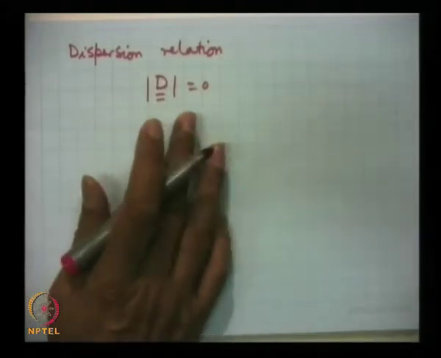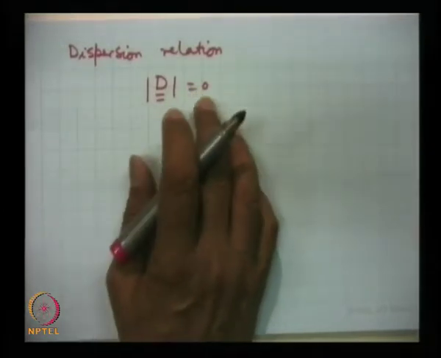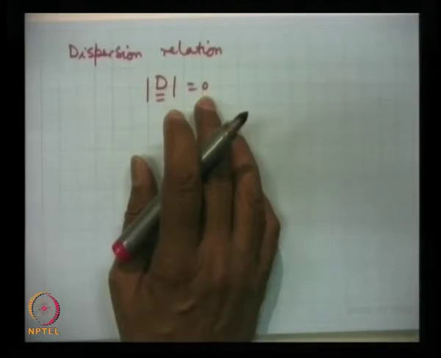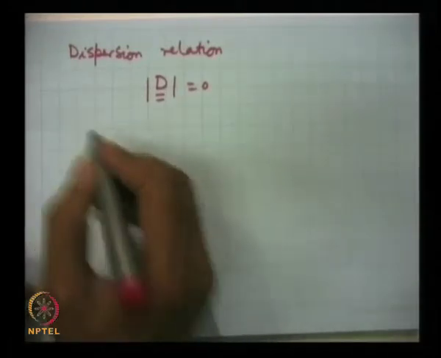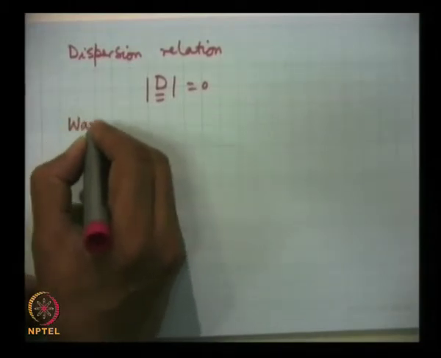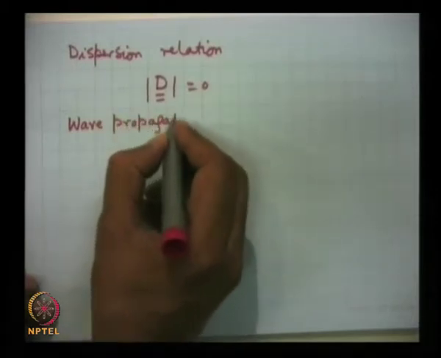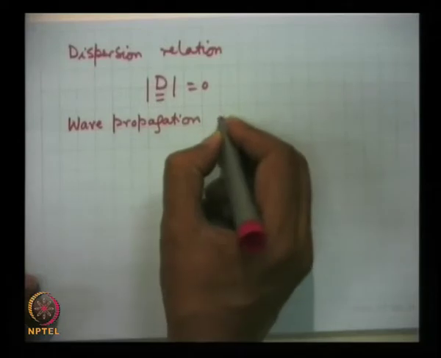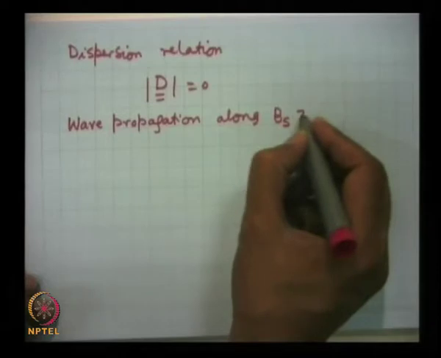Well, before I delve into the general case of wave propagation at an arbitrary angle, because this is a little complicated, I would like to go step by step. Today I would like to discuss the propagation of wave along the direction of the magnetic field. So, suppose I choose my wave propagation along the static magnetic field, which is the z direction.